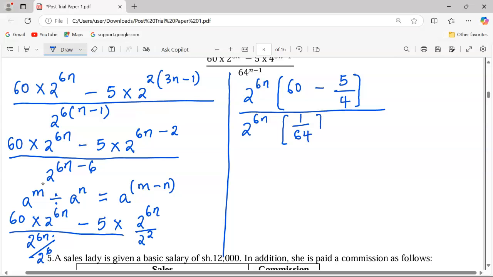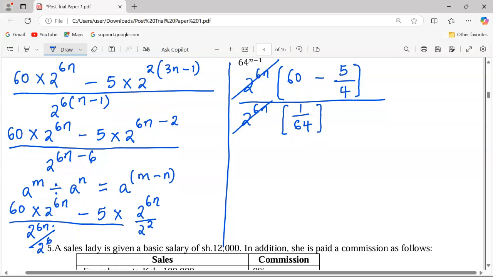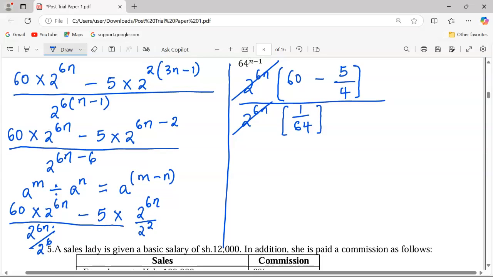That is 2 power 6. That is what remains at the denominator. Now we can see that this can cancel out because it's both in the numerator and the denominator. 60 minus 5 out of 4 becomes 58 and 3/4. So 58 and 3/4 divided by 1 out of 64.